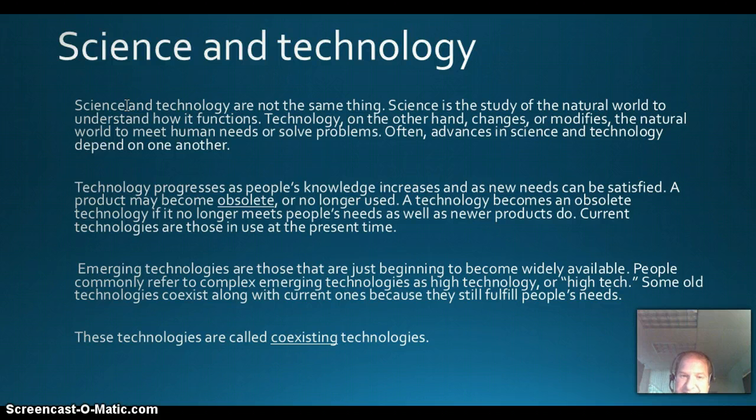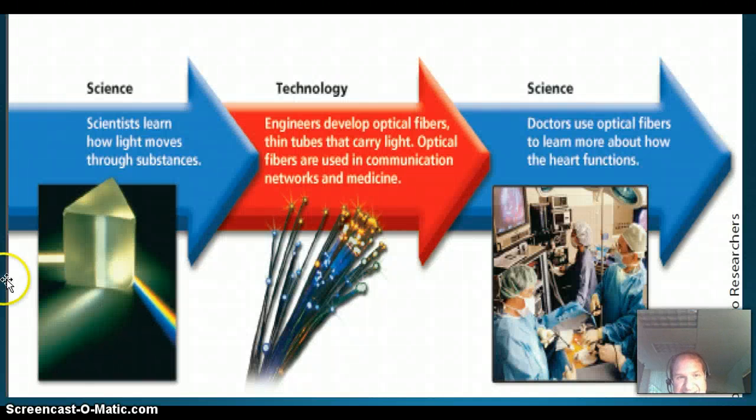We also have coexisting technologies, things that are around at the same time. So we still have iPods and we have cell phones that can play music. So they kind of coexist. So in science, you learn how light moves through something. Technology, this is where the engineers come in. Okay, well, we can use this to build these cables here, which will move things through.